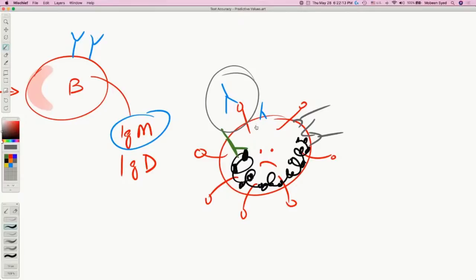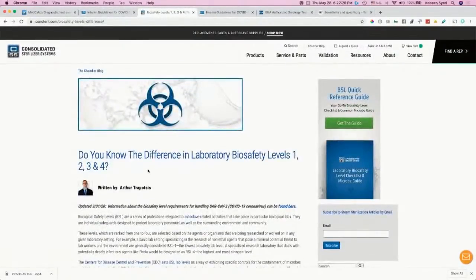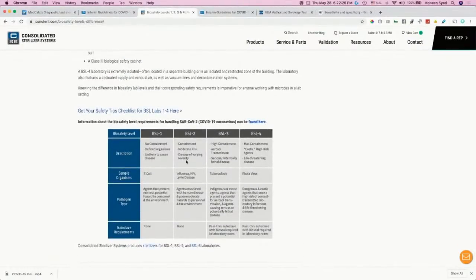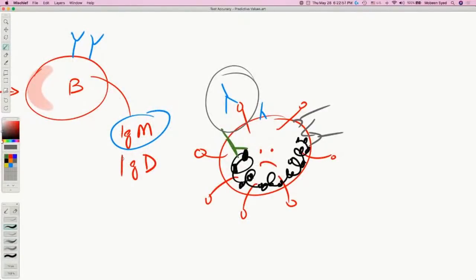So I would very quickly show you this here as well. I have put the link for this one. This is an article on, do you know the difference in laboratory biosafety levels? They have given a detailed explanation of the difference between the various lab safety levels. For example, level 3, which we're talking about: standard personal protective equipment must be worn, solid front wraparound gowns, scrubs, all work with microbes must be performed within an appropriate BSC, and a hands-free sink. So there is rigorous protection while testing is done. Because of that, most of the serological testing is done on binding proteins.